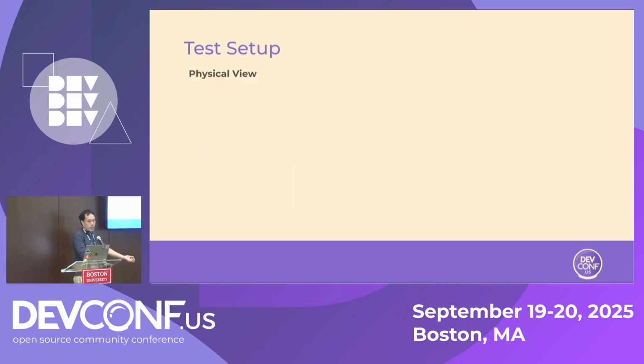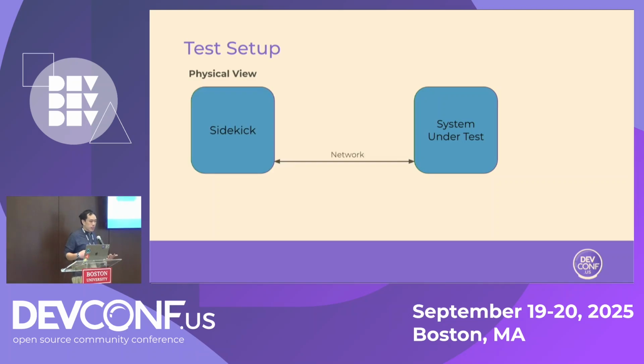So as far as the test setup goes, I'm first going to go over the physical view, and this is just the system under test. So this is, for us, automotive platforms. So far it's only been AR64 systems. And for that, we connected to a network to a sidekick.